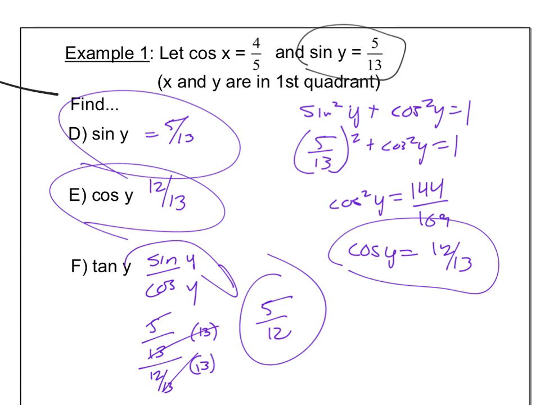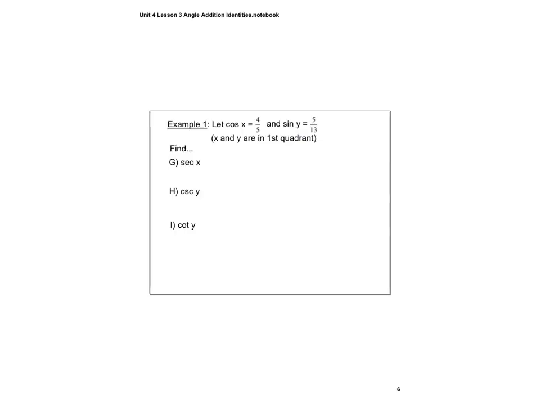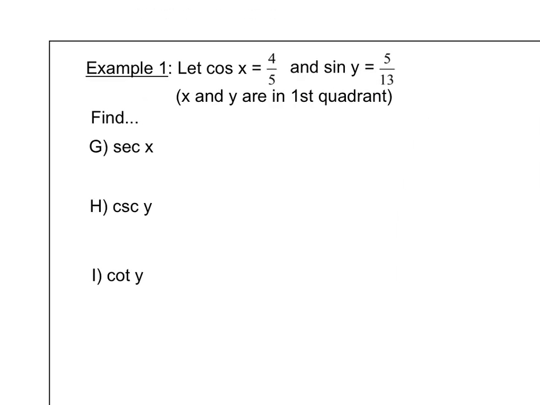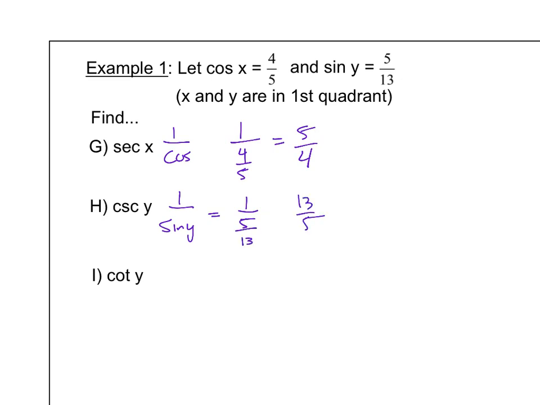So now let's finish this up. Secant, remember, is 1 over cosine. So that's going to be 1 over 4/5, so that's going to be 5 over 4. Cosecant, remember, is going to be 1 over sine of y. So that's going to be 1 over 5 over 13, so that's going to be 13 over 5.